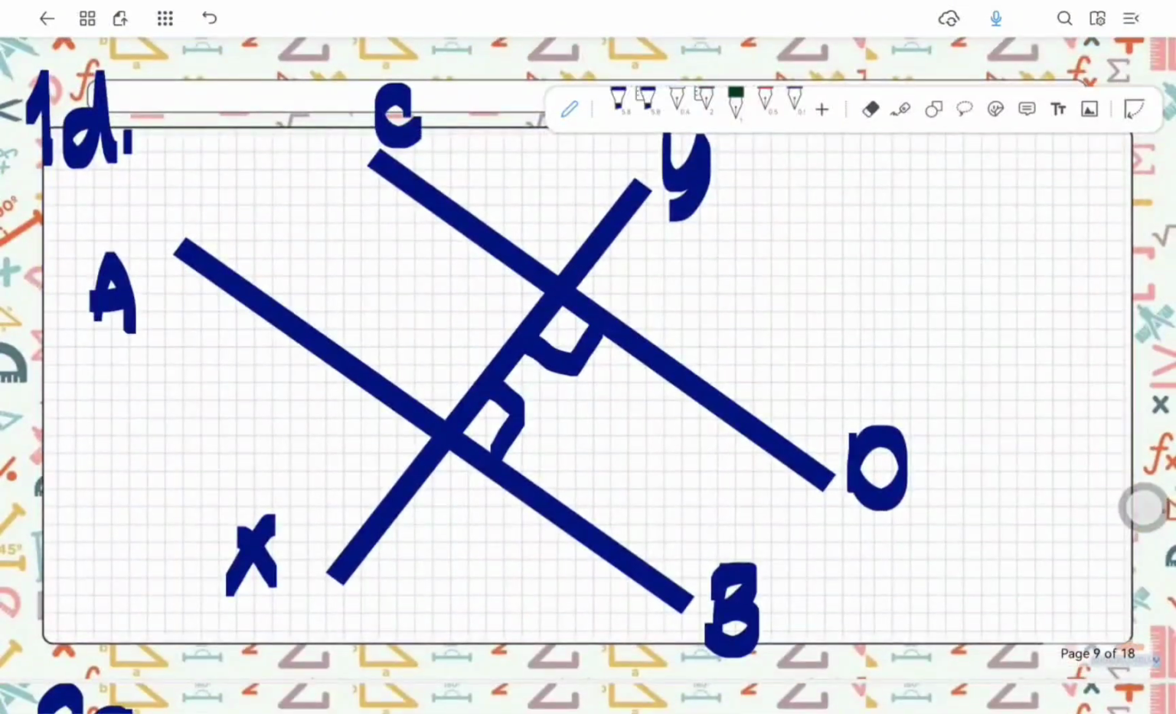Okay? How about letter D? 1D. So now they are parallel. Why parallel? AB is parallel to CD because this represents 90 degrees. The same here, it also represents 90 degrees. So 90 plus 90 is equal to 180 degrees. Since it is 180 degrees, we can say that they are parallel to each other.